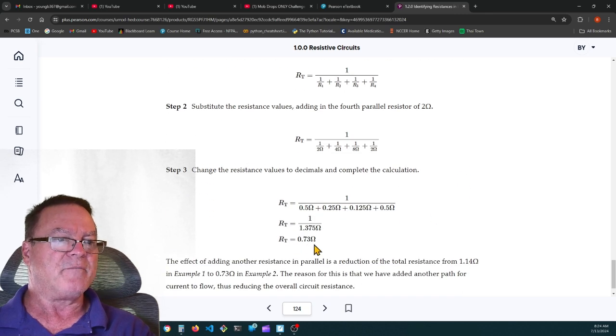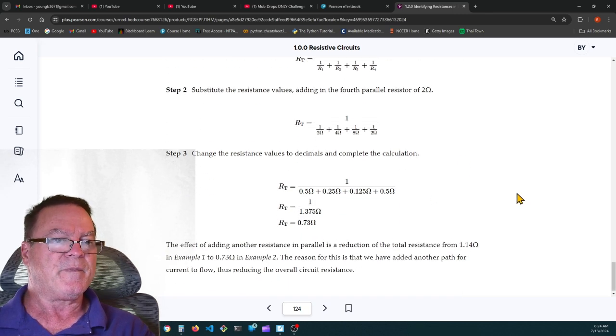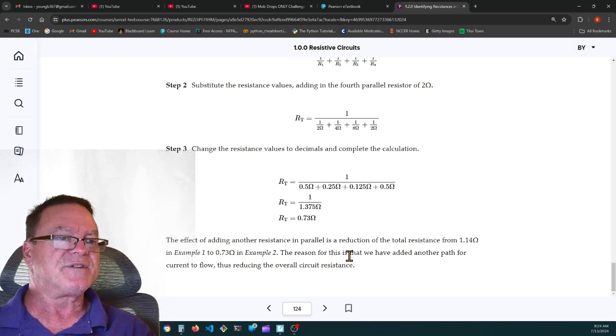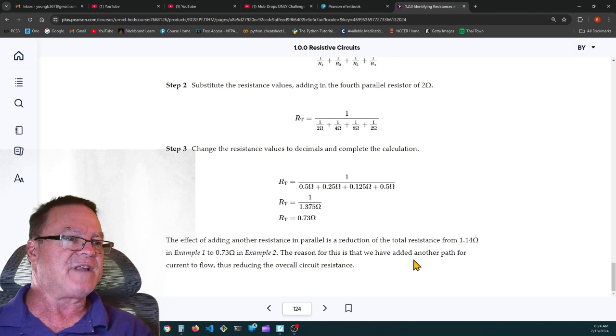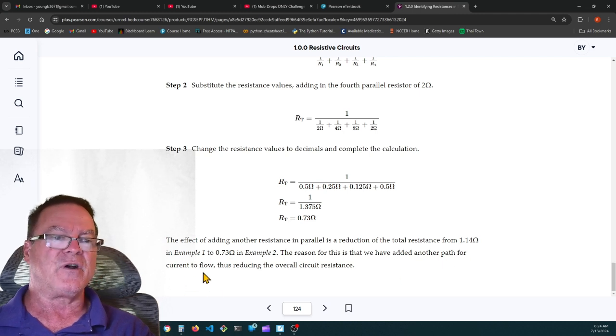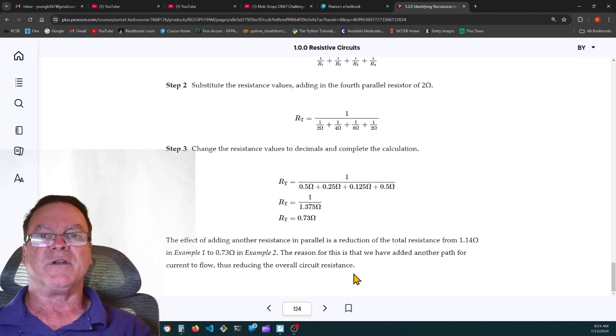And that's what they got, 0.73 ohms. The effect of adding another resistance in parallel is a reduction of the total resistance from 1.14 to 0.73. The reason for this is that we have added another path for current to flow, thus reducing the overall circuit resistance.